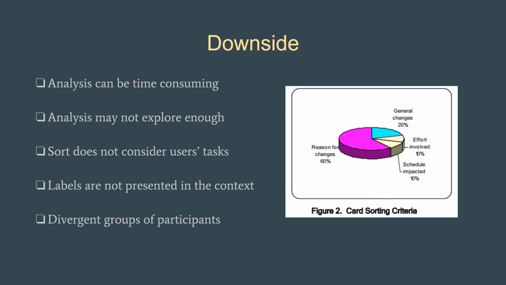Without context, the ability for the labels to represent meaning is diminished. Divergent groups of participants: if you have several user groups in your sorting study, you may end up with confusing results because the groups structure things differently. For example, you might have both employees and their managers in your sample, but you would be better off to have them sort the data separately and look at the results for each group.